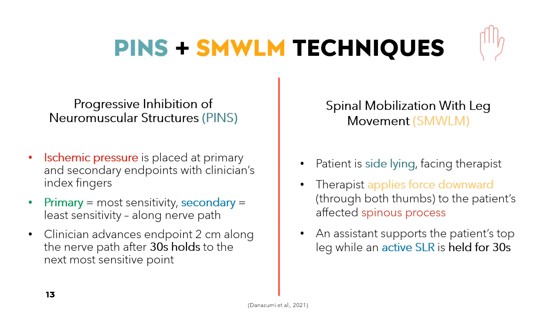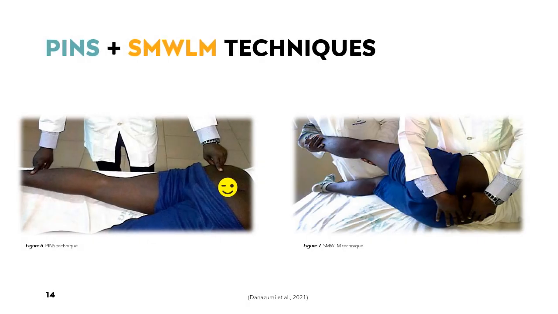Spinal mobilization with leg movement is where a therapist creates space in the intervertebral foramen where the nerve root exits, while the patient performs an active assisted straight leg raise in a side-lying position. Figure 6 shows the PINS ischemic pressure technique. Figure 7 shows the spinal mobilization with leg movement technique. Notice one clinician mobilizing on the spinous process with stacked thumbs, while an assistant supports the weight of the leg.